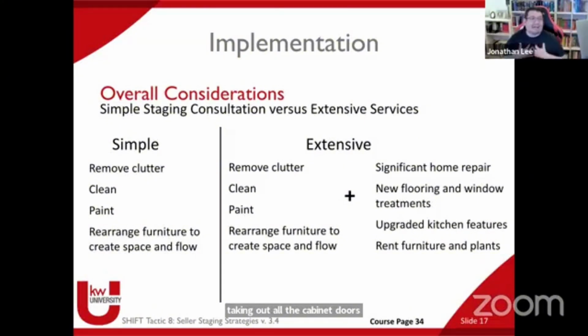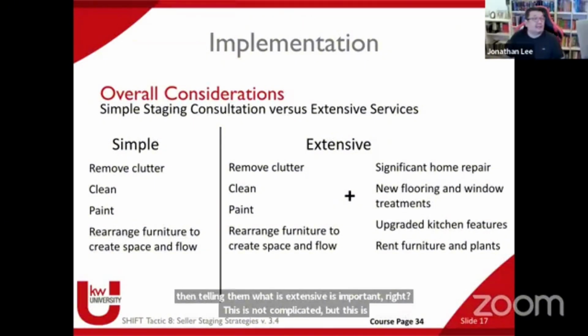Because that's how I upgrade my properties when I sell them or rent them out. I change and I paint them all white. It's easy when it's all white, it's acceptable, it's neutral. So it looks good, right? So having those simple staging options and then telling them what is extensive is important, right? This is not complicated, but this is helpful.